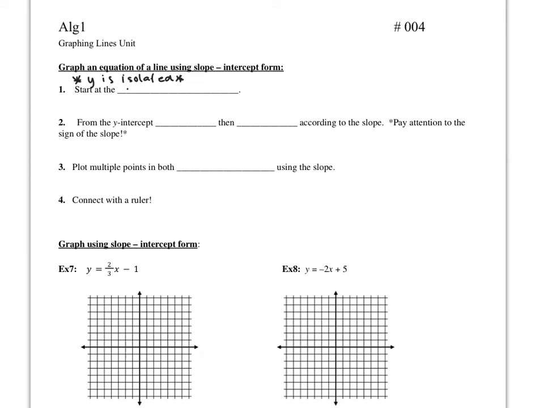And then we're going to start at the y-intercept, or the b value, and think b for begin. Then from there, we're going to use our slope. But remember, slope is really rise and run. So from our b value, we're going to rise and run according to the slope, and it's really important that we pay attention to the sign, whether it's positive or negative. Then we're going to plot multiple points in both directions, and then we're going to connect with a ruler or a straight edge.